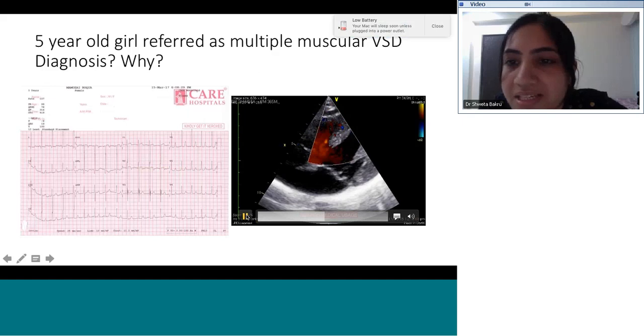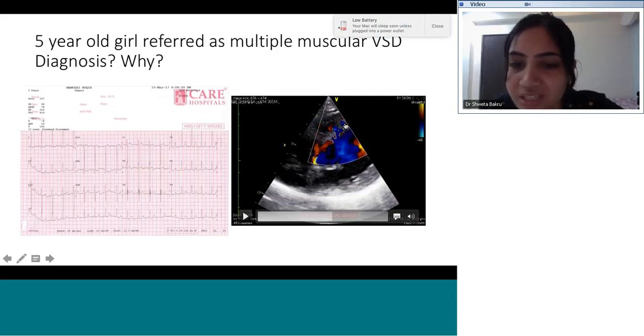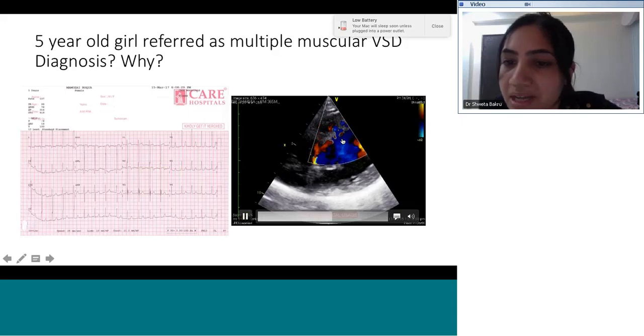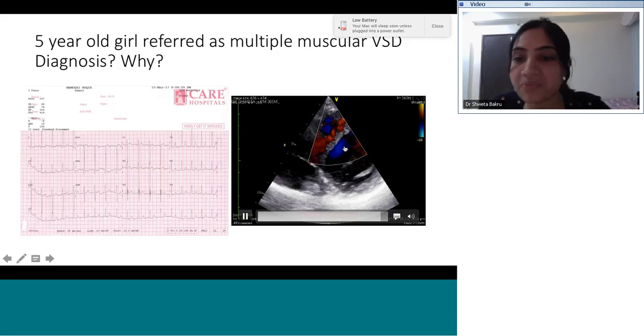Is it going with the VSD? Okay, so now I would like to explain to all of you this echo picture. This patient was referred as multiple VSD, but as you can see here, on the interventricular septum, we are hardly seeing anything crossing.